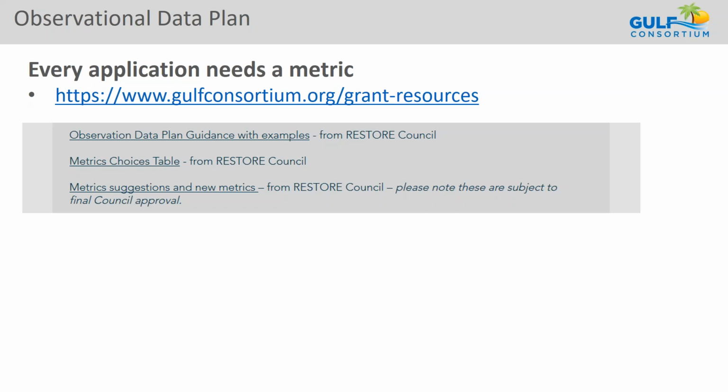Every grant application needs a metric. These are standard Restore Council metrics that you can see on the Grant Resources website. The official final table is called the Metrics Choices table. It's a PDF that lists all of the types of metrics. There's also a spreadsheet up there with council suggested metrics, and some of those are new metrics that council is in the process of adding.